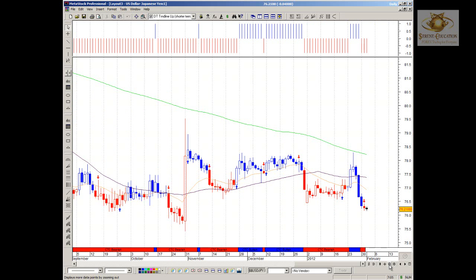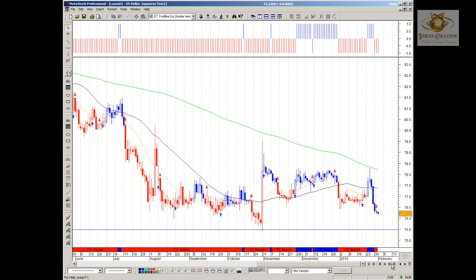And are we going to see intervention? We saw it recently here at 75.50. Is there an opportunity, or is there going to be an intervention yet again by the Japanese government to try and stem this bullishness on the yen against the US dollar? So it's one to be wary about whenever trading this.